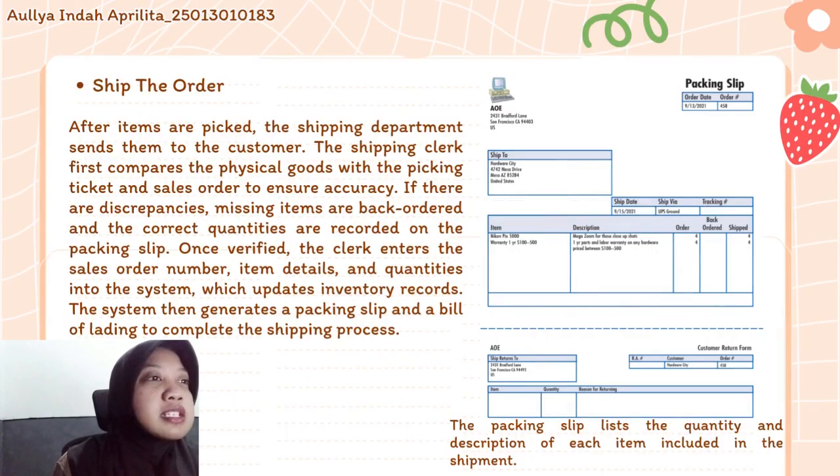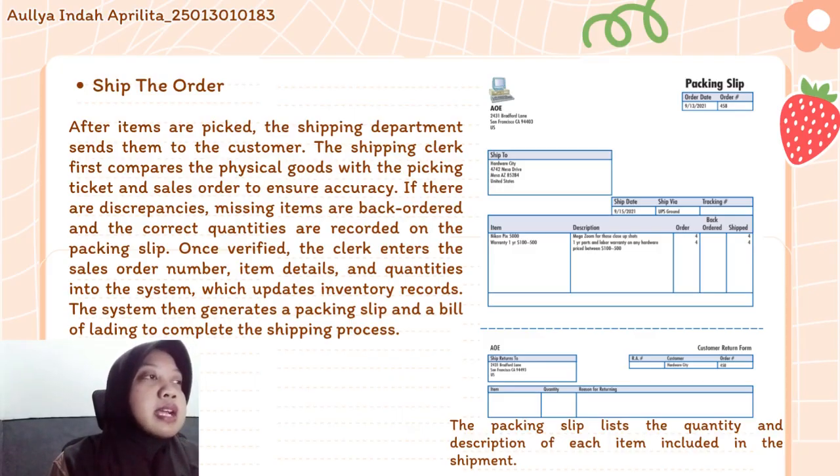If there are discrepancies, missing items are back-ordered and the correct quantities are recorded on the packing slip. Once verified, the clerk enters the sales order number, item details, and quantities into the system, which updates inventory records. The system then generates a packing slip and a bill of lading to complete the shipping process.